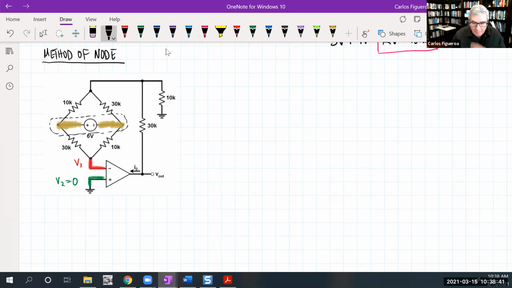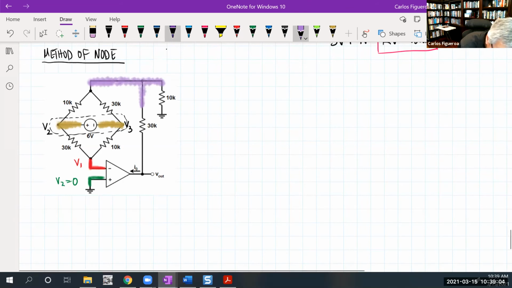So what am I going to do? If that's 1, I'll call this node 2, node 3, and then I have a node all the way up here. This node, what am I going to call it? If that's 1, 2, 3, I'm going to call that guy 4. And then, of course, I have my output node right here. Note that the 10K on the right here is connected to the ground.